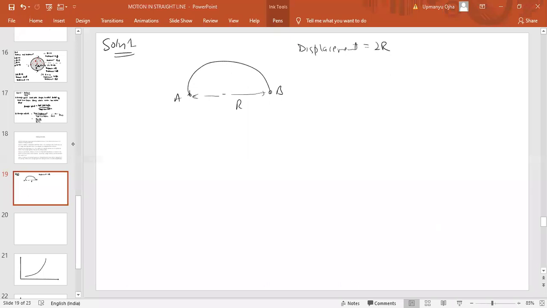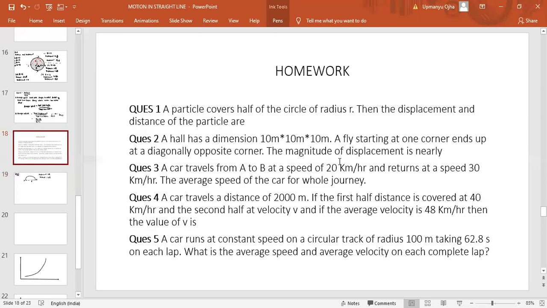Very good. Now distance covered. Distance is basically the total path length which the particle will cover. The particle started from this point and it is moving along this path. How much distance would it have covered? The distance would be equal to the circumference of the semicircle, that is equal to pi r. Okay, the answer would be equal to pi r. So question number 1 answer is 2r and pi r.